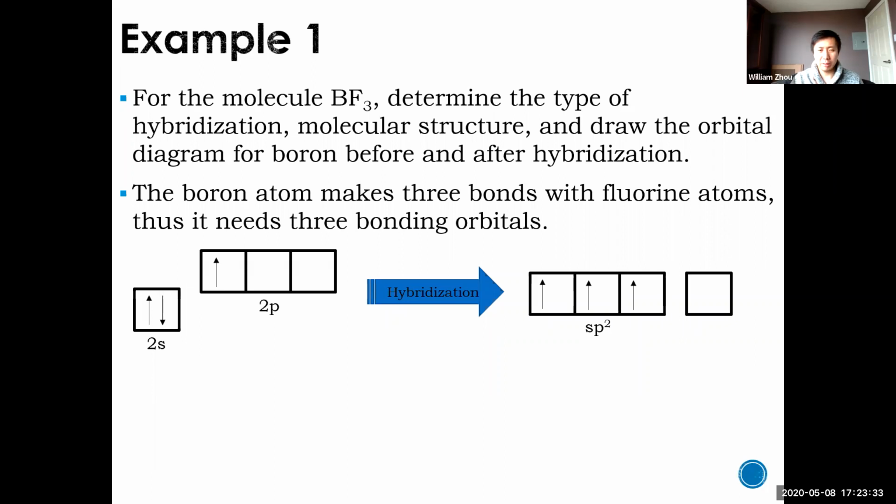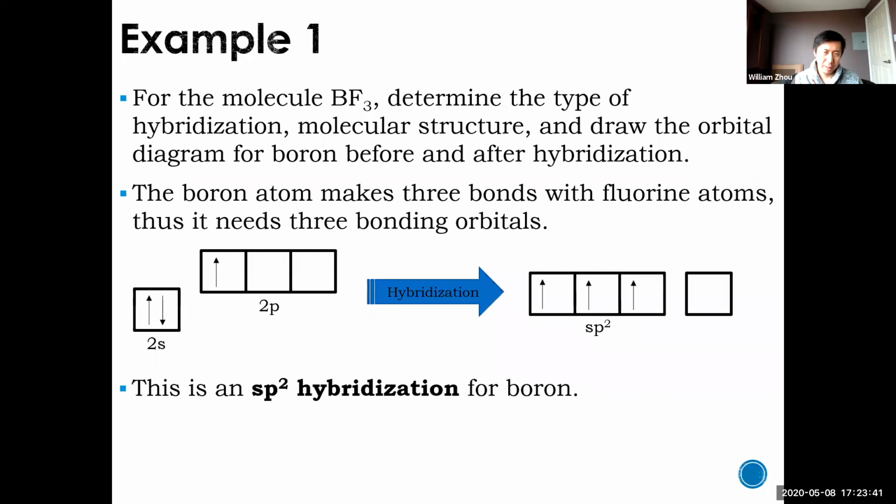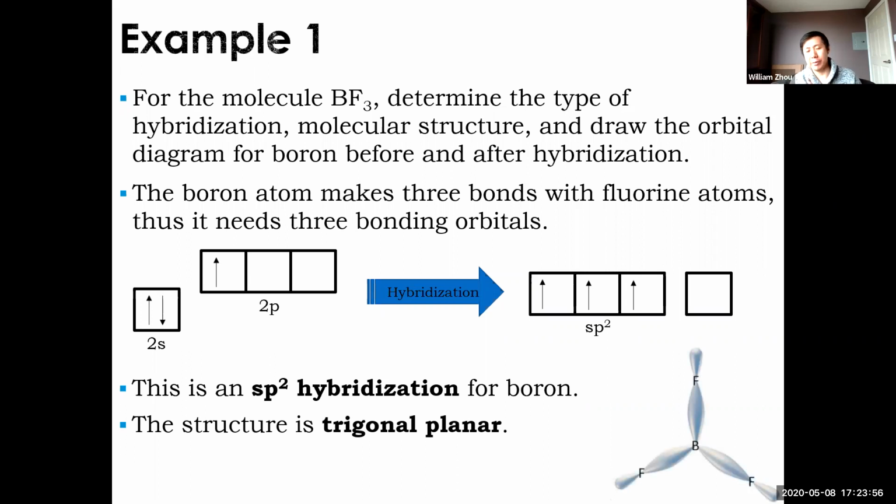The molecular structure and the type of hybridization: because you have one s and two p, this is sp2 hybridization for boron. And the structure will be trigonal planar. Because you have 3 bonds and no lone pairs, it must be a triangle with a 120-degree angle. It will look something like that, BF3. Boron in the middle with sp2 hybrid orbitals, and there's 3 of them. They will overlap with the p orbitals in fluorine, and that will be the structure if you want to draw out the orbital diagram of the structure.